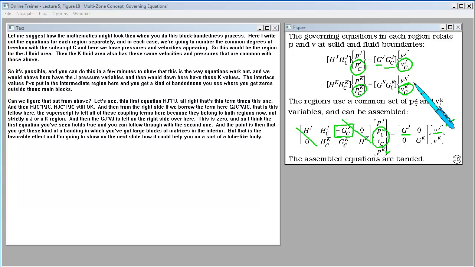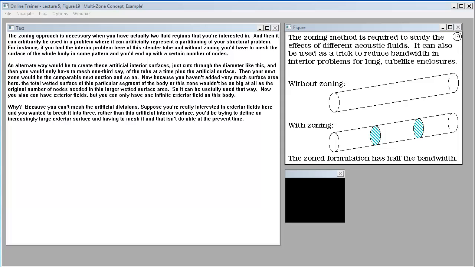And the point is then that you get this kind of banding in which you've got large blocks of matrices in the interior. But that is a favorable effect, and I'm going to show on the next slide how it could help you on a sort of tube-like body. The zoning approach is necessary when you have actually two fluid regions that you're interested in, and then it can arbitrarily be used in a problem where it can artificially represent a partitioning of your structural problem.